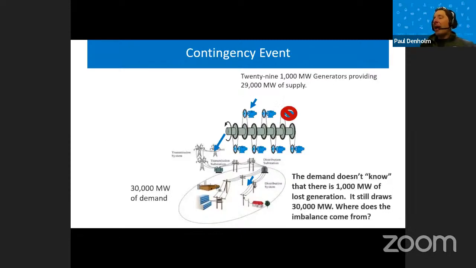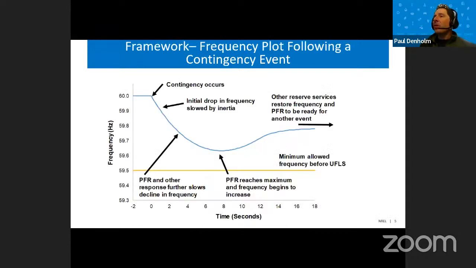Now, when something bad happens, suppose all of a sudden we lose one of those big generators, well, the demand is still there. So we had 30,000 megawatts of demand, or 30 gigawatts of demand. The demand doesn't know there's a loss of supply. It keeps demanding 30,000 megawatts, but all of a sudden you've only got 29,000 megawatts of supply. The question is, what happens to the grid and where does this imbalance come from? So when we talk about frequency stability, we often use pictures like this.